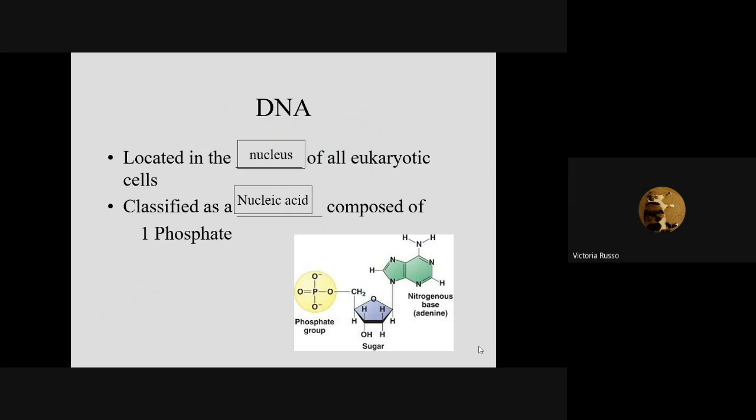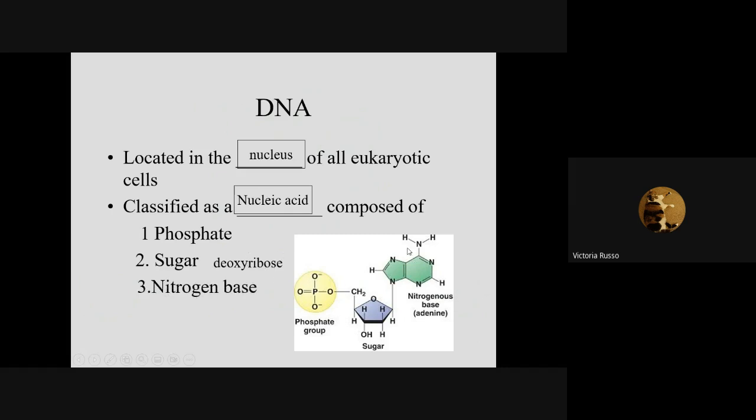So all nucleic acids are composed of what is called a nucleotide. All right. And this is what a nucleotide looks like. So a nucleotide has one phosphate group. It has a sugar, and the sugar is a specific sugar. That sugar's name is deoxyribose.